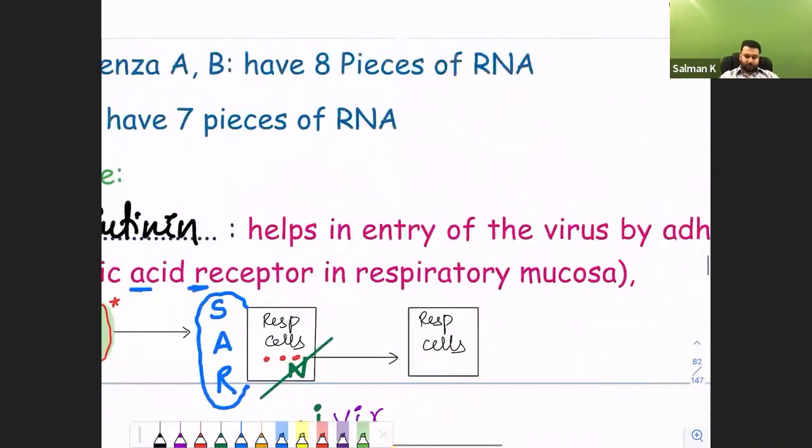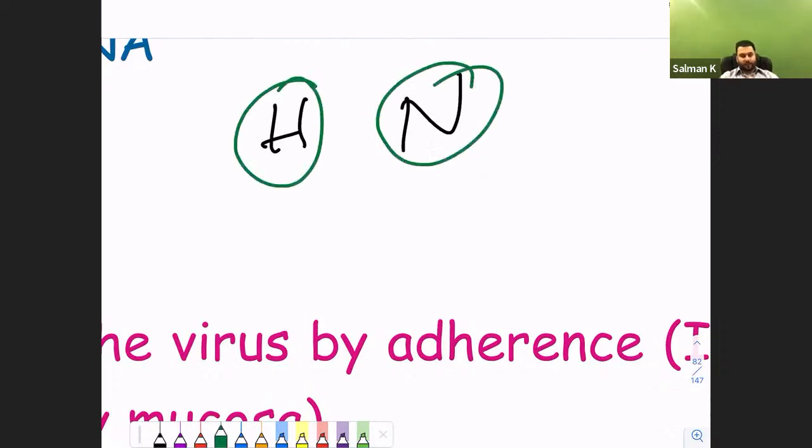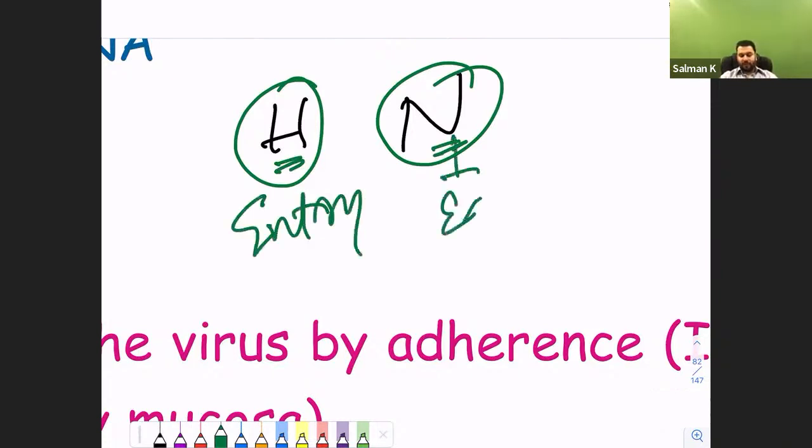Next, look at the word HN. When we say bird flu and swine flu, we use the words H1N1, H5N1 like that. What you are supposed to remember is that H and N are antigens of this virus. H stands for hemagglutinin, N stands for neuraminidase. H mediates entry into the cell, N mediates exit from the cell. H and N, this is the story.